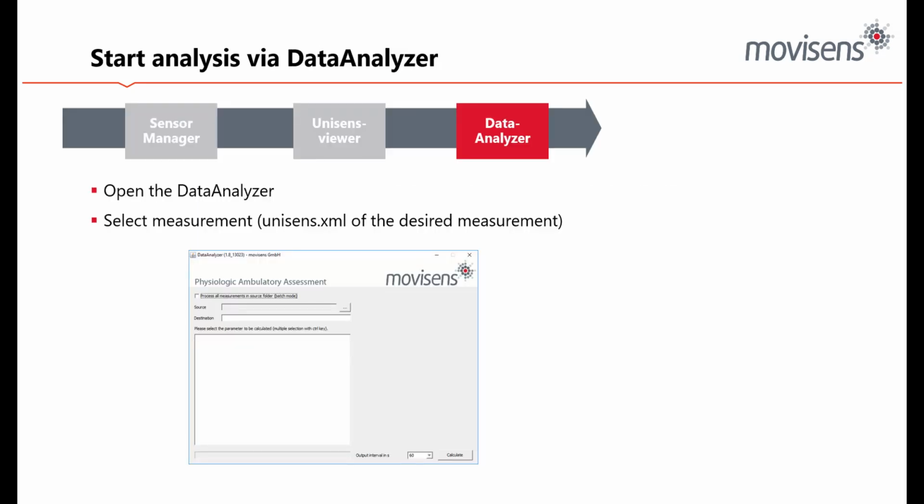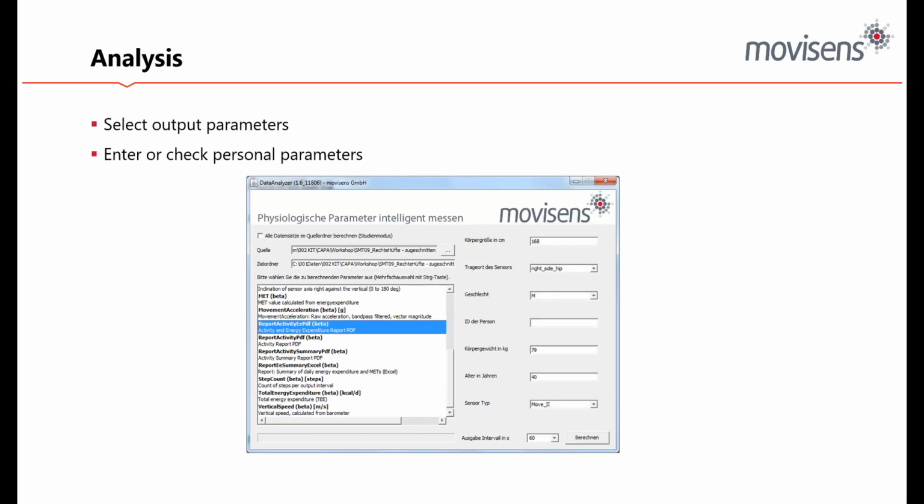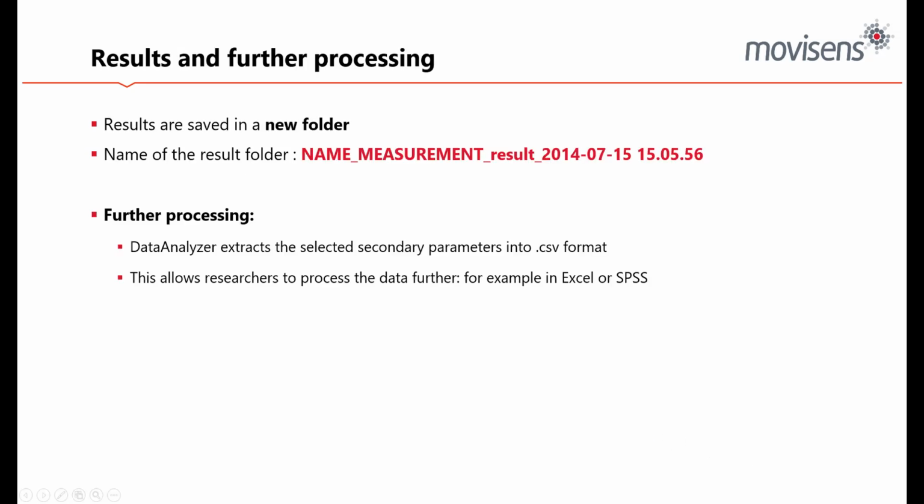Once we open the DataAnalyzer, we select a measurement, so the Unisens XML of the desired measurement folder. Then we can go and set the output parameters that we're interested in, and we can take all these different elements here, enter or check the personal parameters. So if there weren't any personal parameters entered during the actual collection phase, this is another opportunity for us to measure them. And then we can select whatever our output parameter is that we want. So whatever interval in seconds. In this case, it's been chosen at 60.